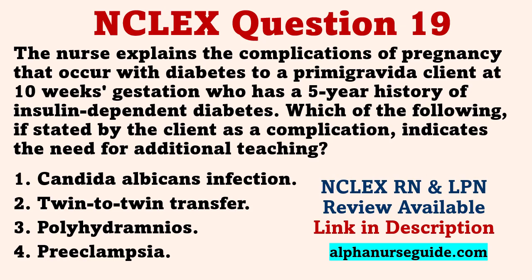The nurse explains the complications of pregnancy that occur with diabetes to a primigravid client at 10 weeks gestation who has a 5-year history of insulin-dependent diabetes. Which of the following, if stated by the client as a complication, indicates the need for additional teaching? 1. Candida albicans infection. 2. Twin-to-twin transfer. 3. Polyhydramnios. 4. Preeclampsia.